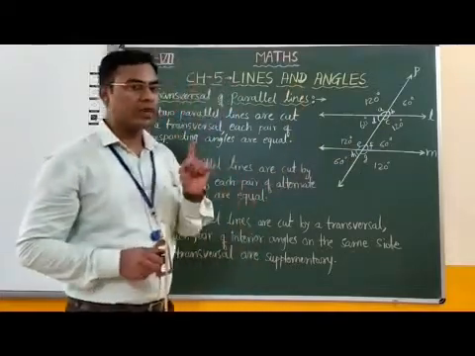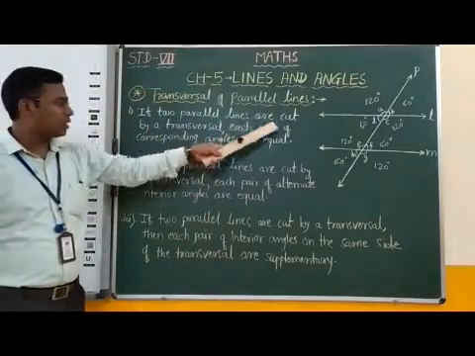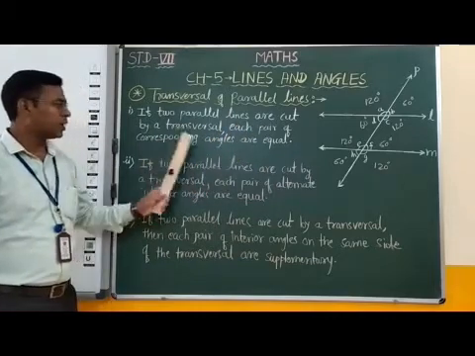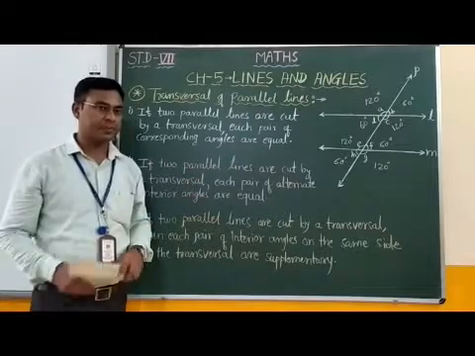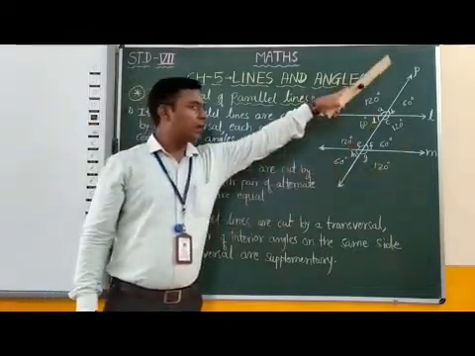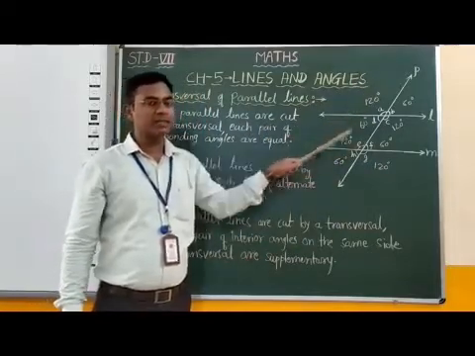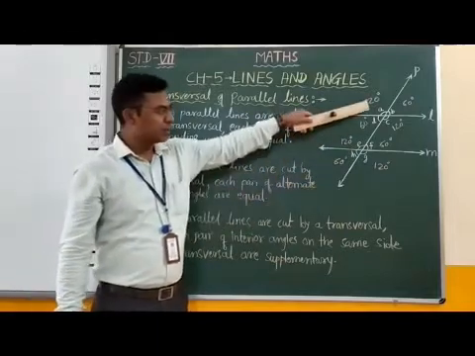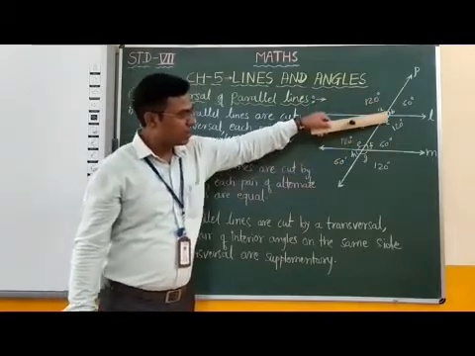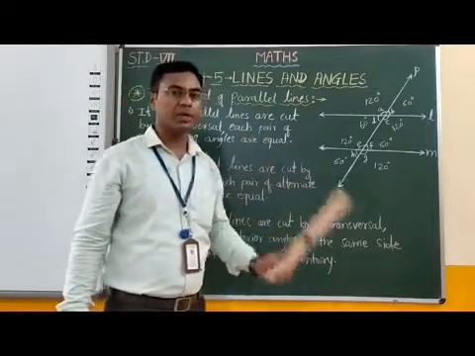Now therefore we can say that if two parallel lines are cut by a transversal, then each pair of corresponding angles are equal. Here we prove that if two lines are parallel and one line is a transversal, then the pairs of corresponding angles are equal. These angles are equal, these angles are equal, these angles are equal, and these angles are equal, and these angles are corresponding angle pairs.